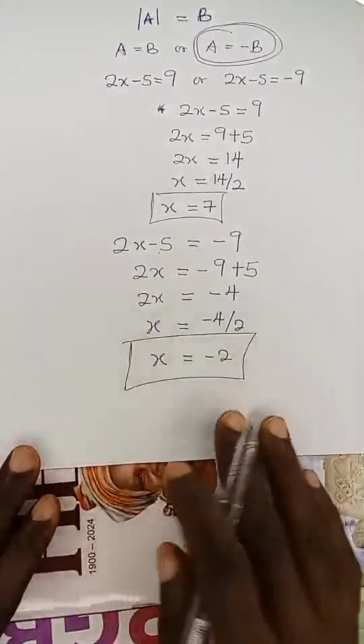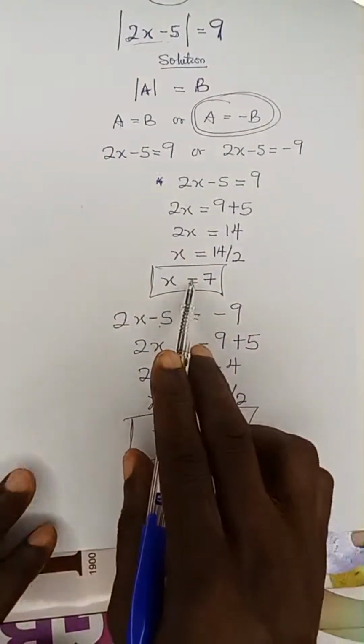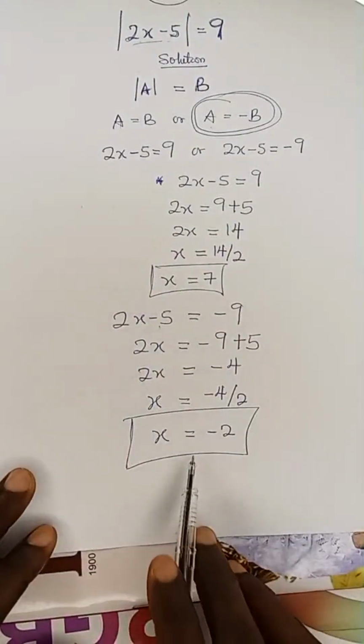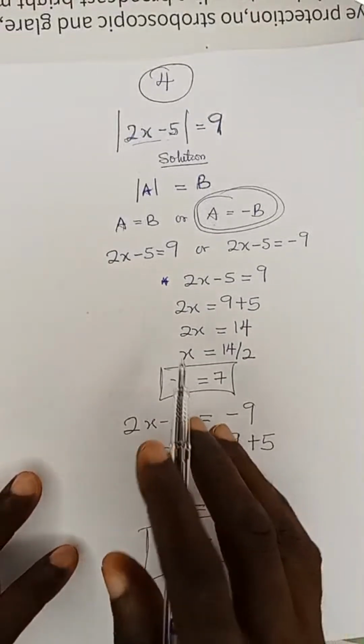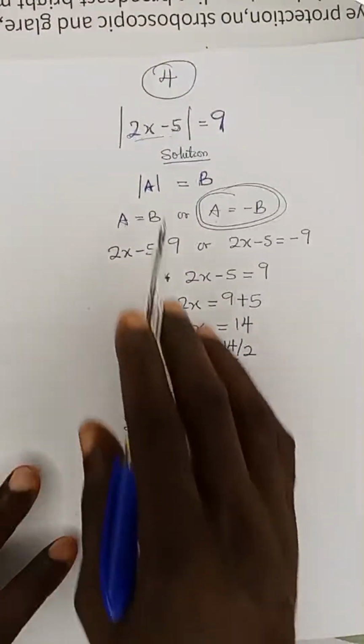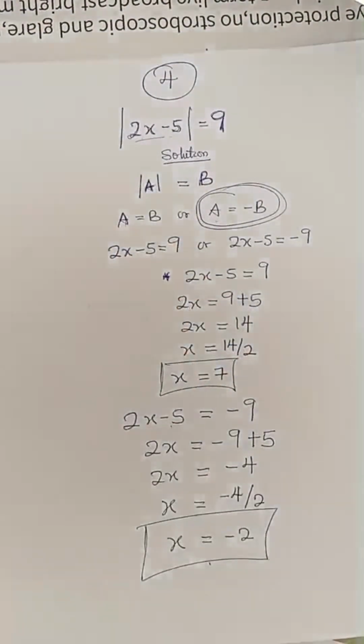So we have two answers. We have x equals 7, or x equals minus 2. Those are the two solutions we have if we solve this absolute value equation. All right, so that is our fourth question.